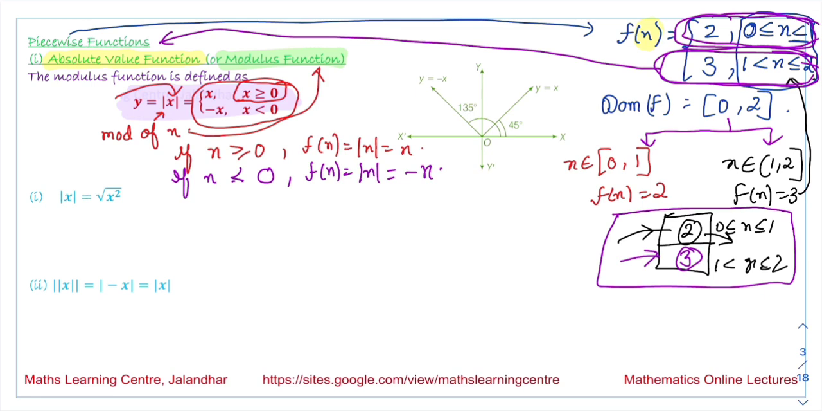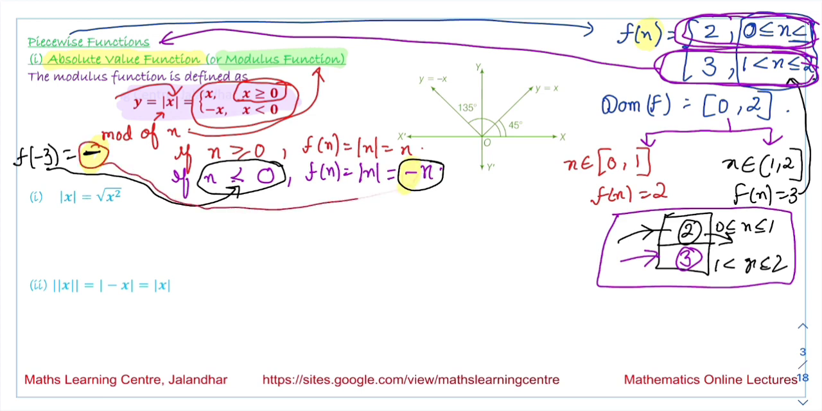Now suppose I have to calculate the value of f(-3). Where is it lying? It is lying in this portion, that is x is less than 0. So what is the answer we will get? It is minus of x. This minus sign is because of this formula, and we have to substitute the value of x. We are saying x is equal to minus 3. So minus 3 we put over here, and this minus and minus get cancelled. The answer we obtain is 3.